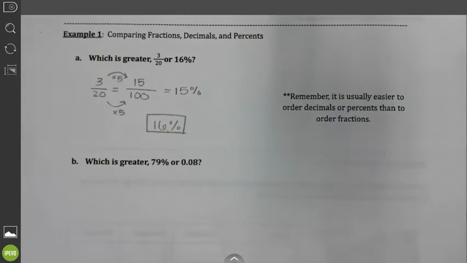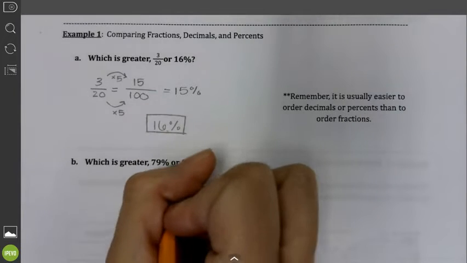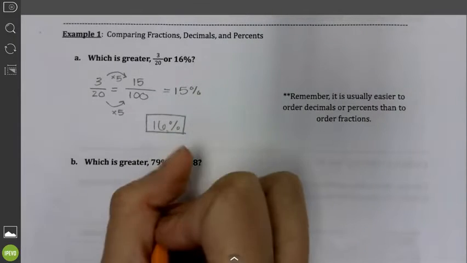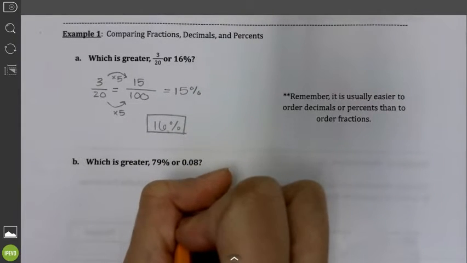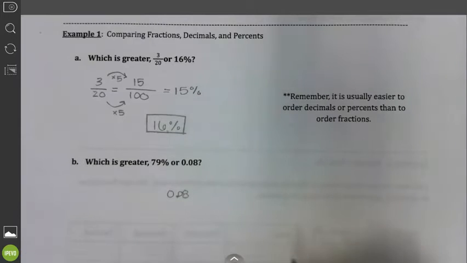All right, part B, which is greater, 79% or 8/100ths. Again, we don't want to convert them into fractions because neither of them is originally a fraction, so it's easiest to stay in a format that they're already in. I'm going to convert them to percents again. You can choose to convert them to decimals. It doesn't really matter. So 79 is already a percent, so I'm going to change 8/100ths to a percent.